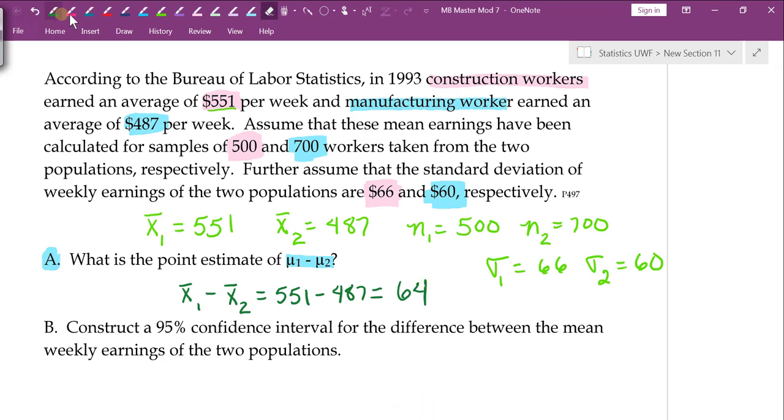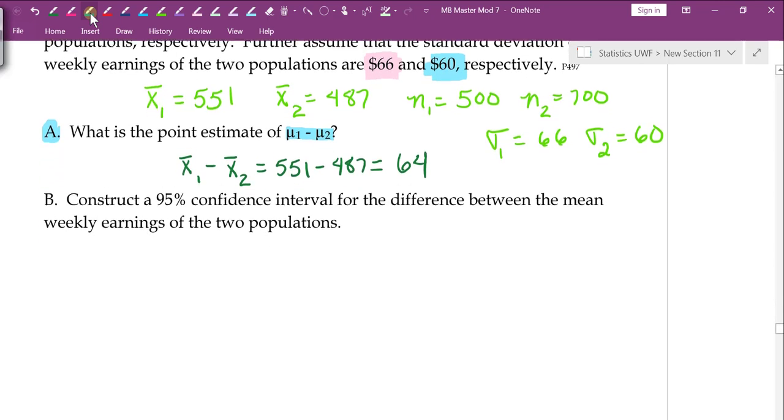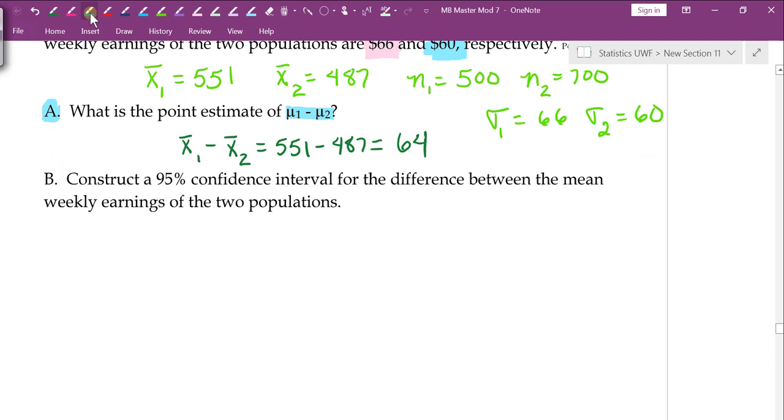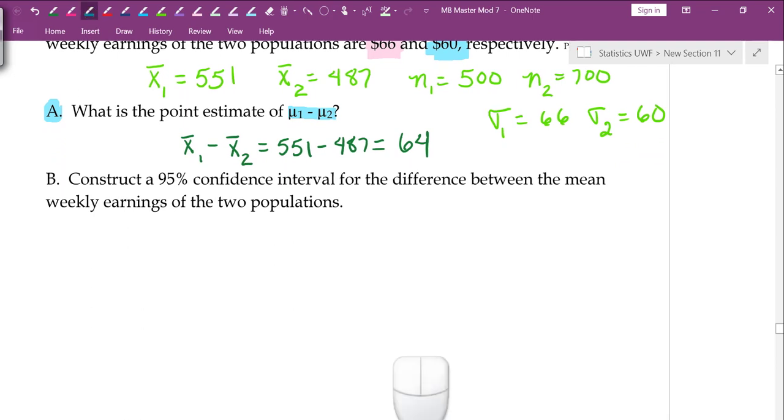Okay, here we go. Now it says construct a 95% confidence interval for the difference between the mean weekly earnings of the two populations. So I'm going to scroll up a little bit so I have room to write. I have all my information up there that I need. I know that my formula is going to be x bar 1 minus x bar 2. That's my point estimate. We're going to add and subtract. It's going to be z sub c, my critical value for z, multiplied by the square root.